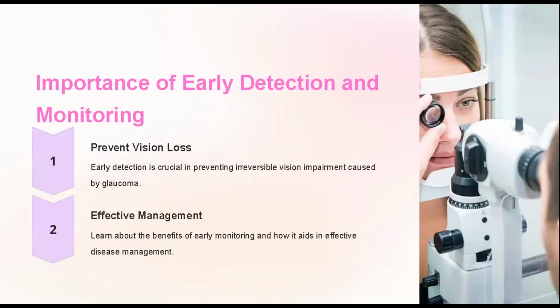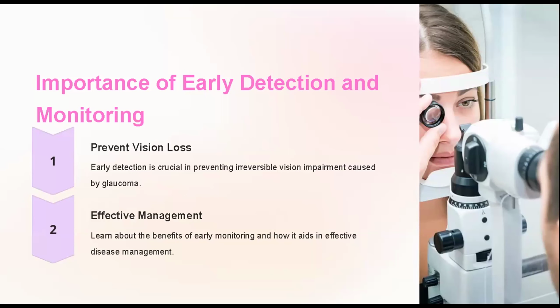The importance of early detection and monitoring is, first, prevention of vision loss. Glaucoma is often asymptomatic, and people rarely even look for it before there are symptoms, and when there are symptoms, it is often too late to prevent it. And glaucoma is irreversible, so it is better to detect it early than later.